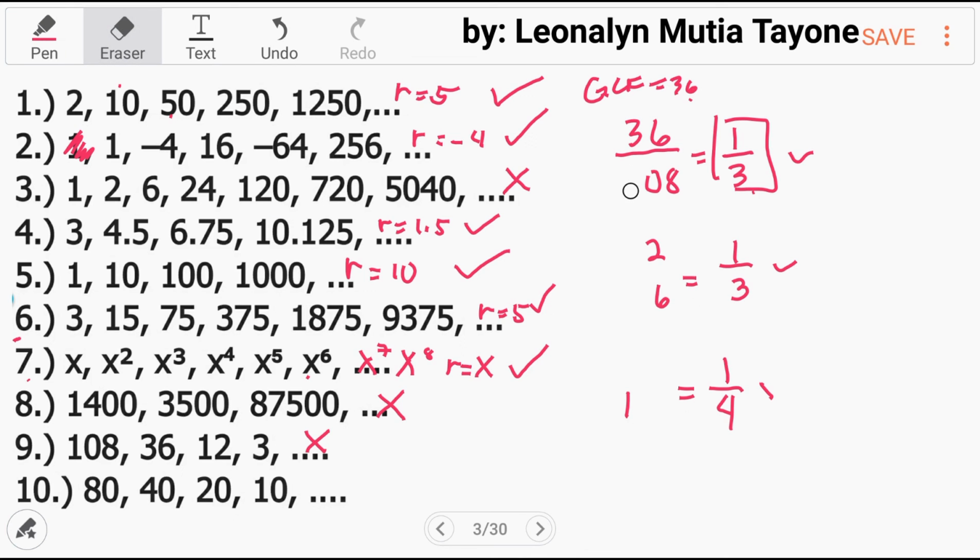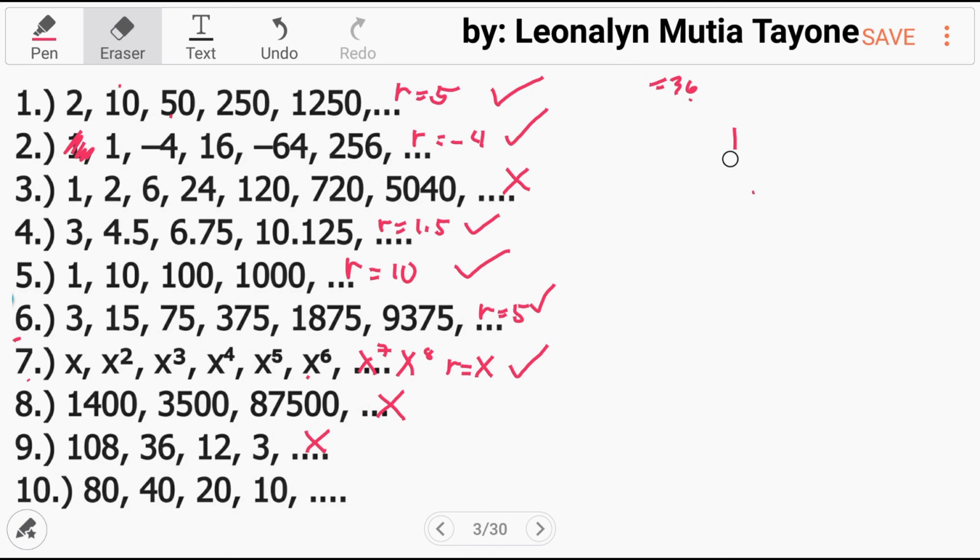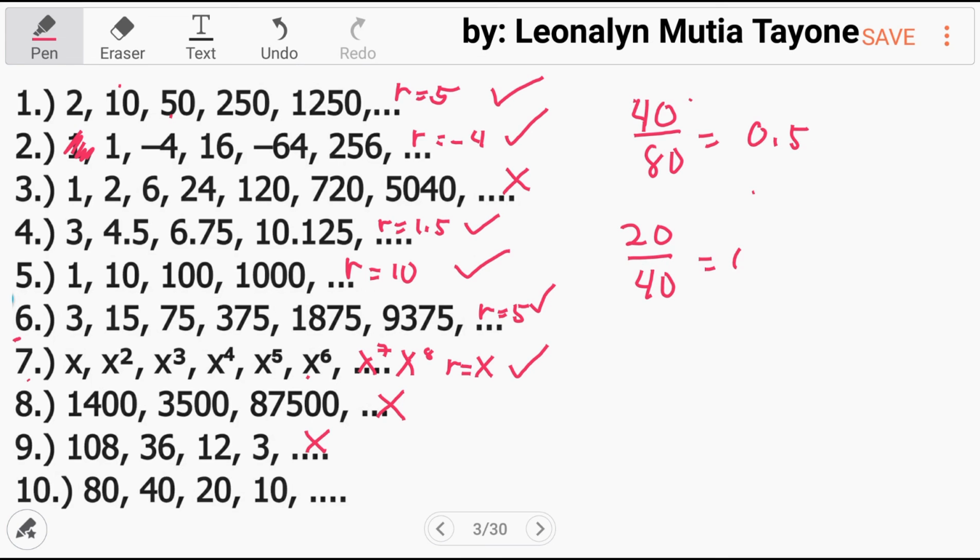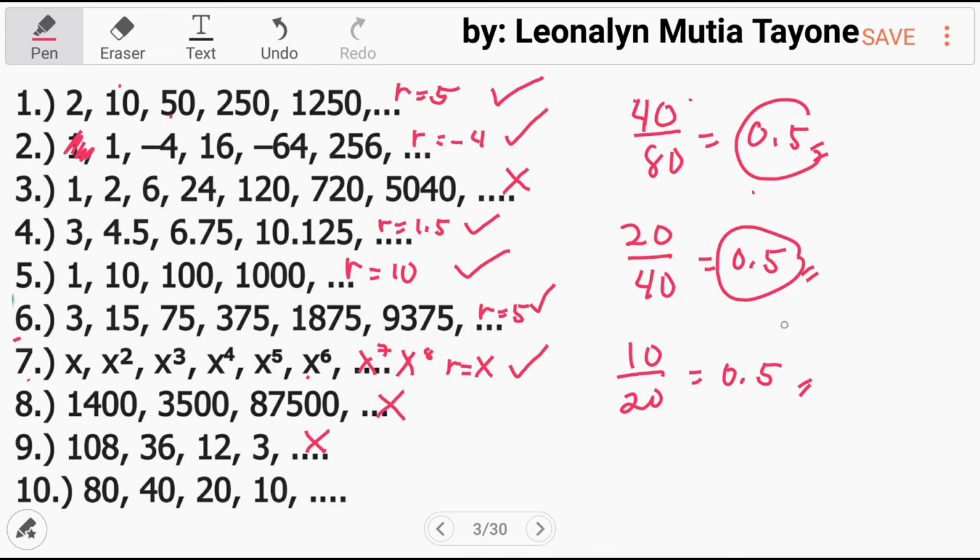Now, next, number 10. Let's find the common ratio. The ratio of 40 over 80 is 0.5. Now, 20 over 40 is 0.5 or 1/2. 10 over 20 is 0.5 or 1/2. These are their ratios. It is a common ratio because they are the same, so the common ratio here is 0.5 or 1/2. Therefore, this is a geometric sequence.